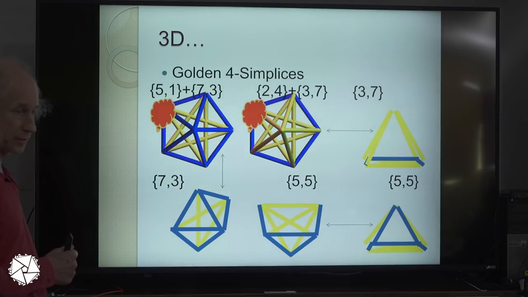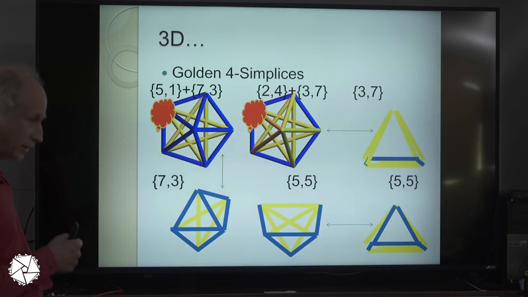Golden simplexes. Not regular. It's a complete graph. Right, that's what I'm just trying to clarify. In other words, these two images on the upper left, these are projections of a five simplex to 3D, correct? Yes. And then what you're saying is topologically, by removing a vertex, you get a distorted four simplex. I agree. No, it's not.